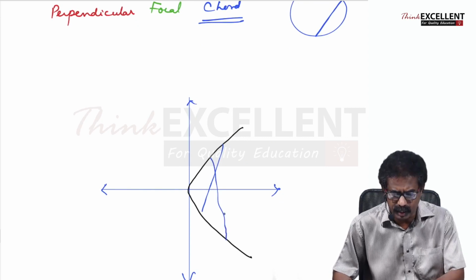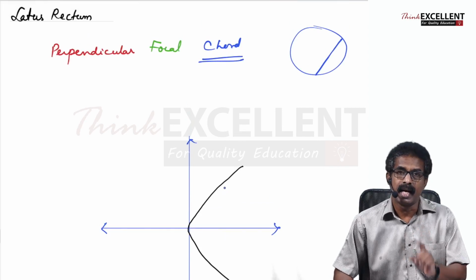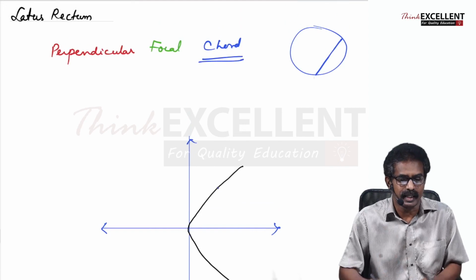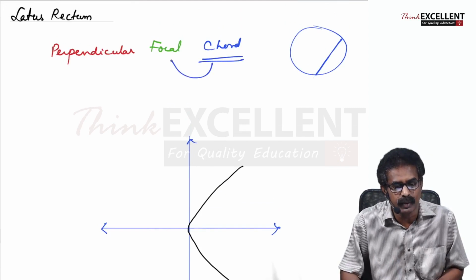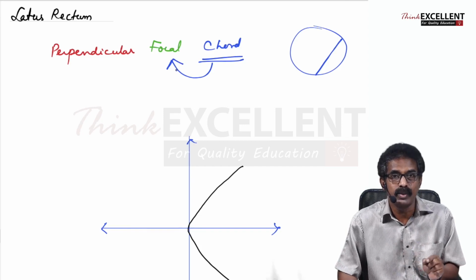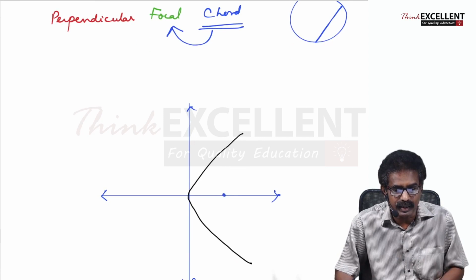How many chords can you draw? You can draw an infinite number of chords. First you remember, latus rectum is a chord. It is a line joining 2 points. But there is another condition. Let's go to the previous word: focal chord. It is a chord and it passes through the focus. For the parabola, you know there is a focus, S, and you know the point, it is (a, 0).